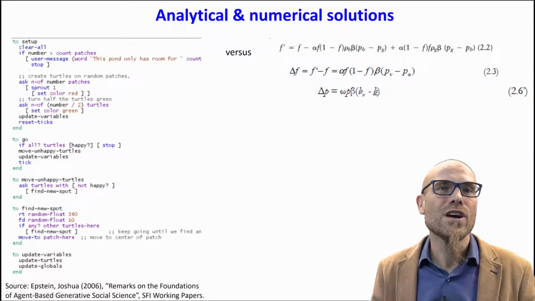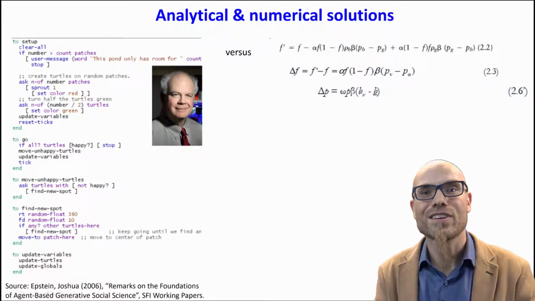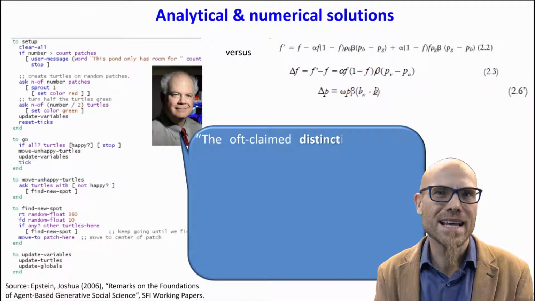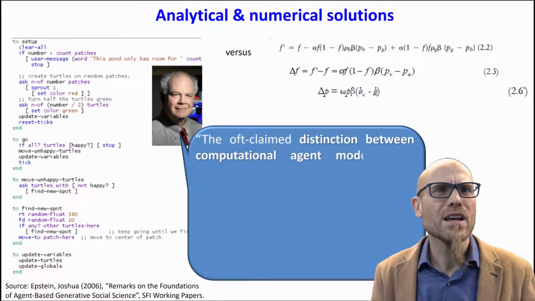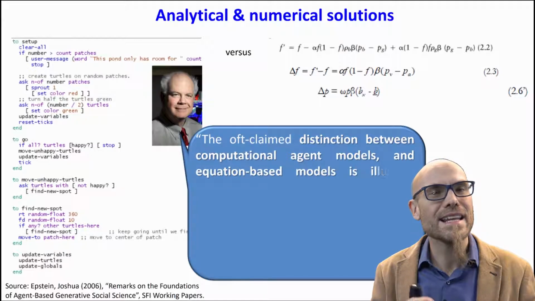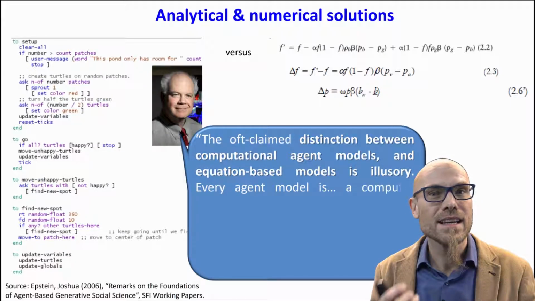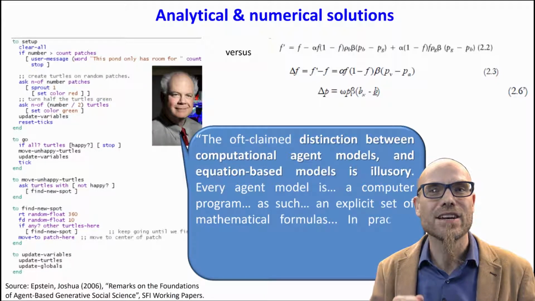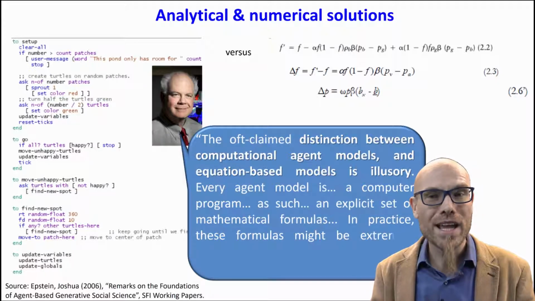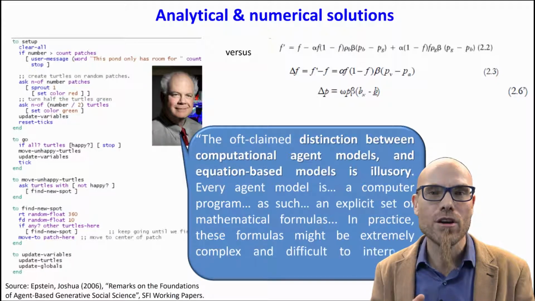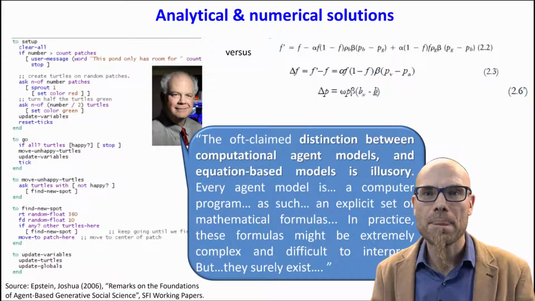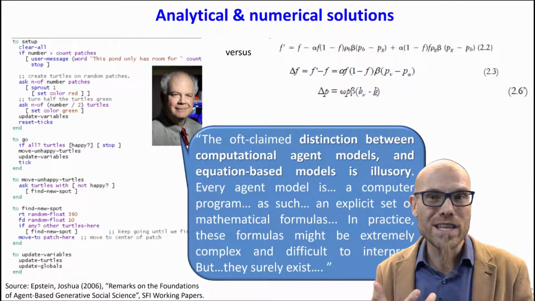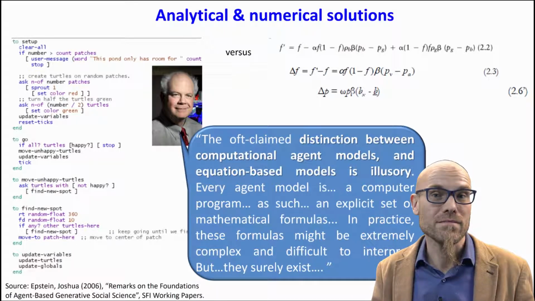To say it in the words of Joshua Epstein, the other co-author of the Sugarscape that we talked about a lot, he says, the often claimed distinction between computational agent models and equation-based models is illusory. Every agent model is a computer program and is as such an explicit set of mathematical formulas. In practice, these formulas might be extremely complex and difficult to interpret. But they surely exist. You write this code down, or you can read this code, and this is your equation.